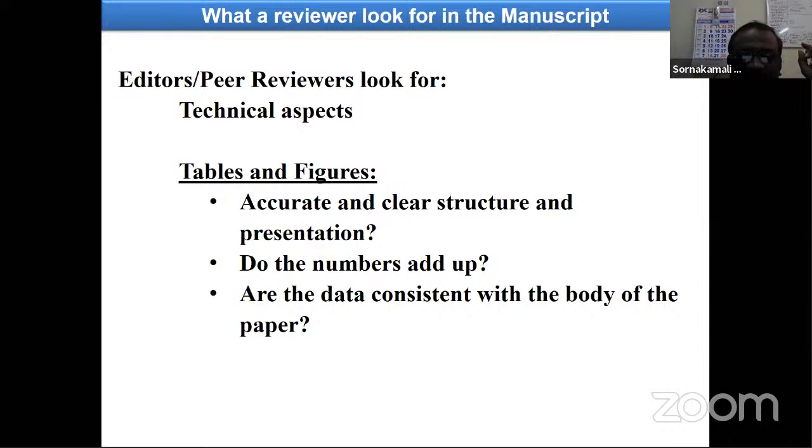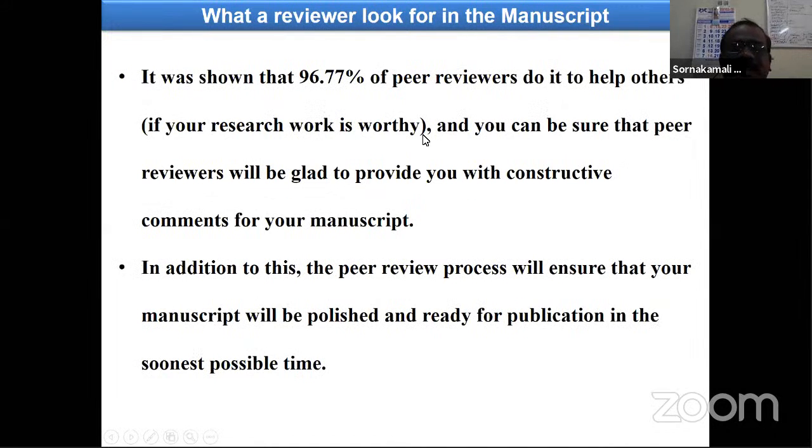Then apart from this, we will look into whether our data are consistent with the body of the paper. Okay. Then the studies reported that 96.77% of the peer reviewing process helps the authors to improve their manuscript by providing constructive criticism and comments. In addition to this, a peer review system will polish the data, making it ready for publication in the soonest possible time. So that means peer review is essential for publishing the manuscript.